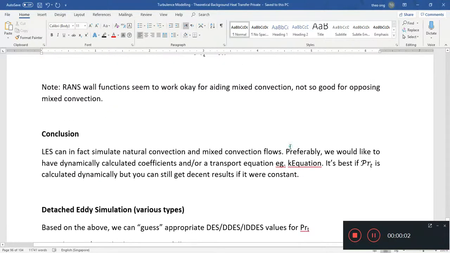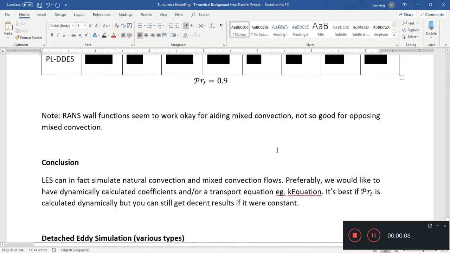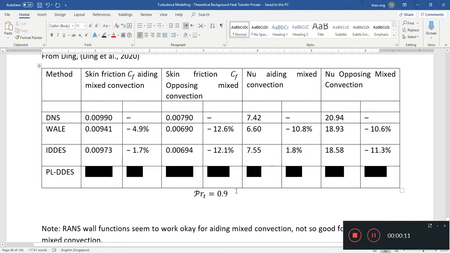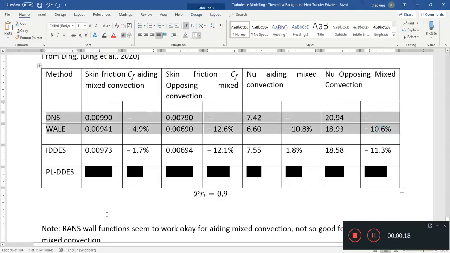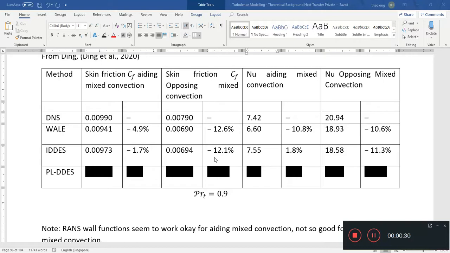And hello, welcome back to our turbulence modeling videos. We've covered the last bit of LES in the last video. We saw that, even if you use a constant Prandtl number of 0.9 for a wall model, you could still get roughly decent results with these differences between the Nusselt number and the friction coefficient for mixed convection, both aiding and opposing mixed convection.